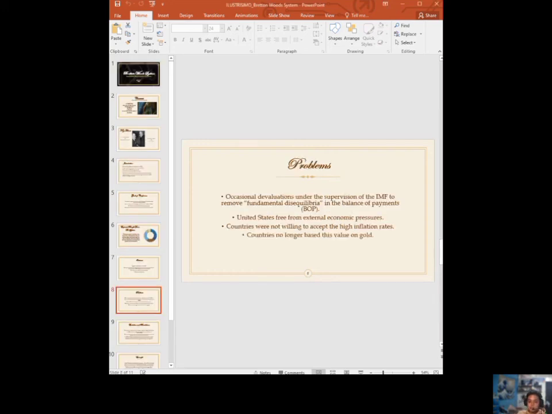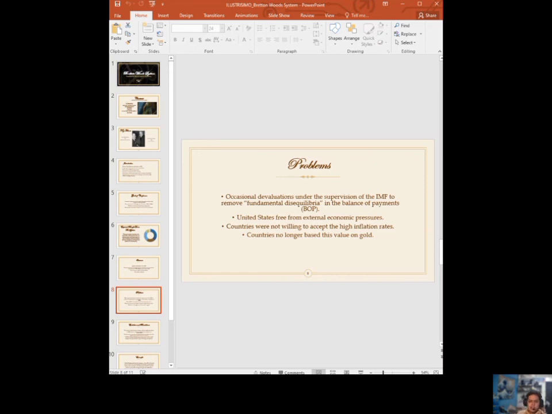Problems of the Bretton Woods system is that occasional devaluations under the supervision of the IMF to remove fundamental disequilibria in the balance of payments. United States, free from external economic pressures, countries were not willing to accept the high inflation rates. Countries no longer based this value on gold.